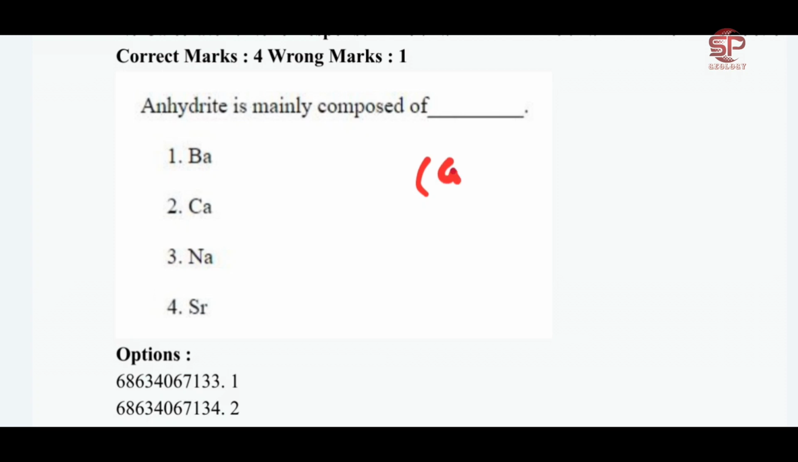Sunlight, it consists of calcium CaSO4. It is calcium.